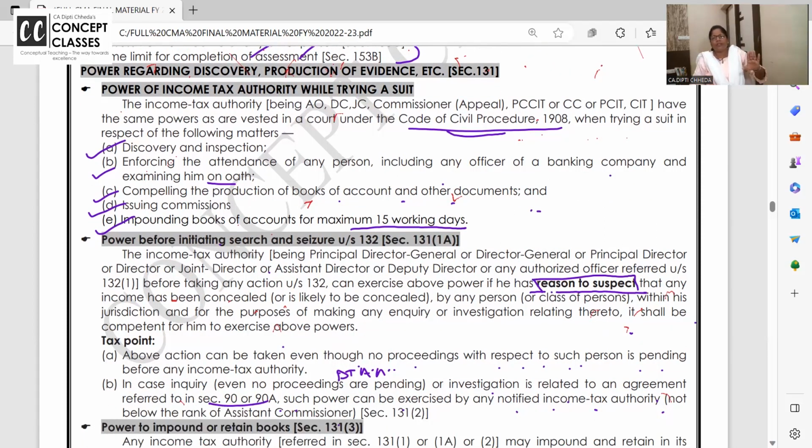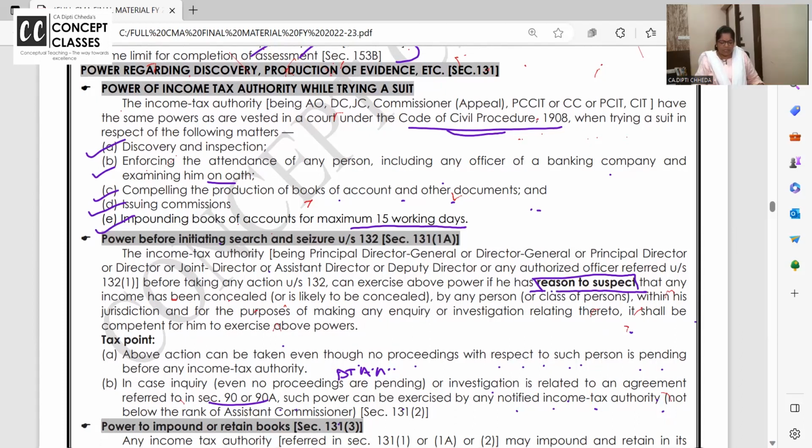In survey you can check the books of accounts. Today we will do 133B and A and all. You can check the books. You can place marks of identification. You can take all the inventory, but in case of survey you cannot seize the books and take them. If it is a search, then all this is fine.